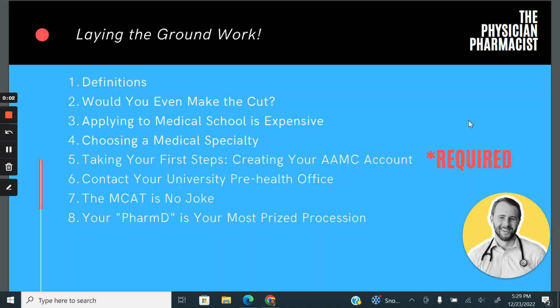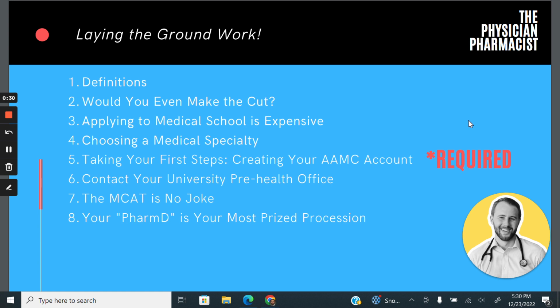Alrighty, well, welcome to Chapter 1 of the Physician Pharmacist course on how to get into medical school. In this chapter, we're going to be laying the groundwork and covering some foundational principles that I think will really help set the tone for the entire course. These are important considerations that you need to sit down and think about prior to even taking the first steps of the medical school application process.